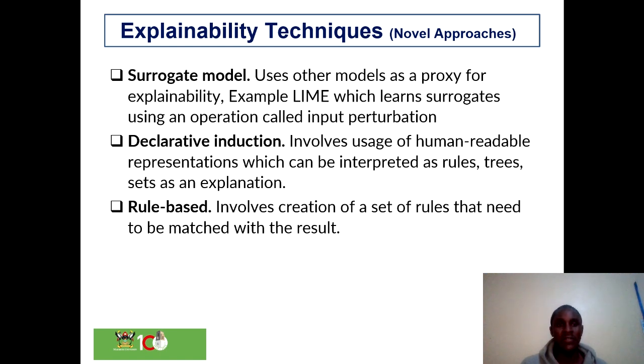And then there is declarative induction, and this involves usage of human readable representation. So you come up with these representations that may appear in the form of rules, or maybe trees or sets, or a text-based explanation. And then lastly, there are the rule-based techniques, and these involve creation of a set of rules that are matched with the result of the model, and that way the explanation for the performance of your model is generated.